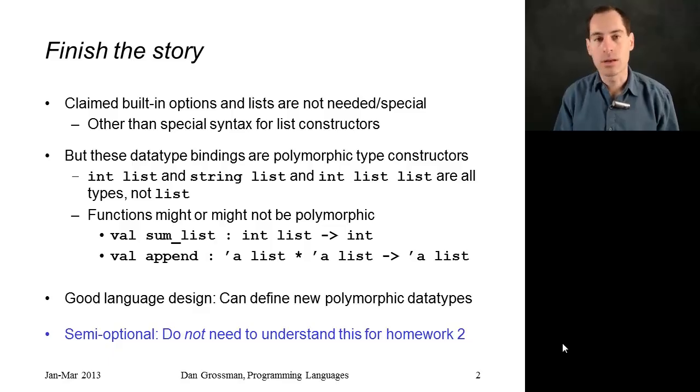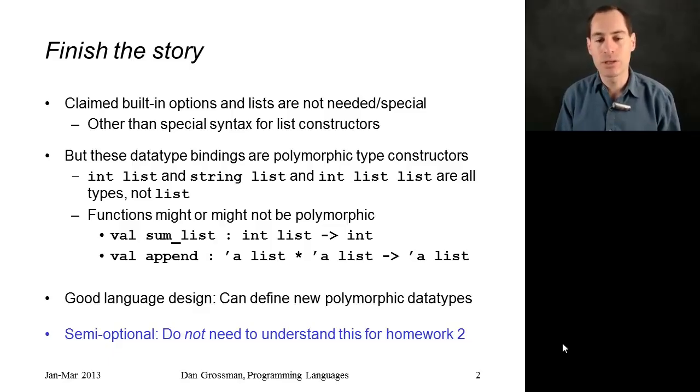And we've also seen functions that may or may not be polymorphic. So a function like SumList has to take a list of integers and add them all up to produce an int. But a function like my favorite append is something that works for any type alpha, and it takes a type alpha list and another type alpha list and returns an alpha list. And I just say alpha instead of quote A because that's the traditional way to pronounce that.